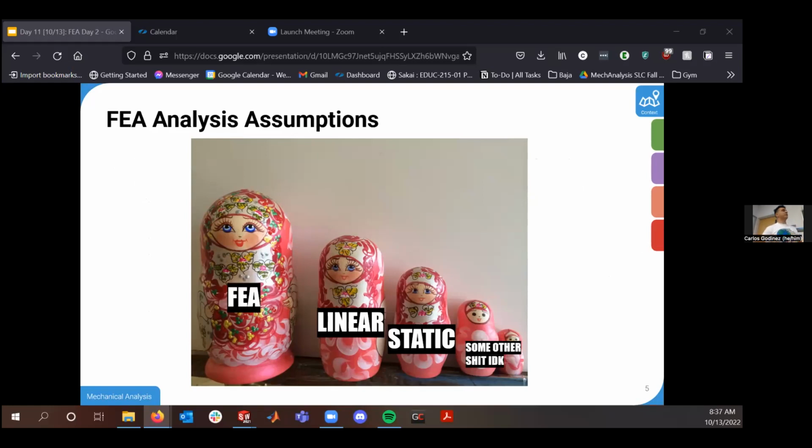When you are doing linear static analysis, both linear and static are also assumptions you need to keep in mind. And these are not ordered in any hierarchy, by the way. These are just assumptions that are there, and I'm sure there's a million other ones that I'm not even touching on. But again, grain of salt with all of these, and you need to be aware of what analysis you're doing and what assumptions come baked with that.